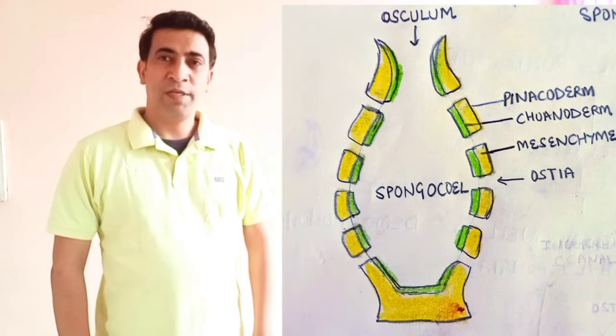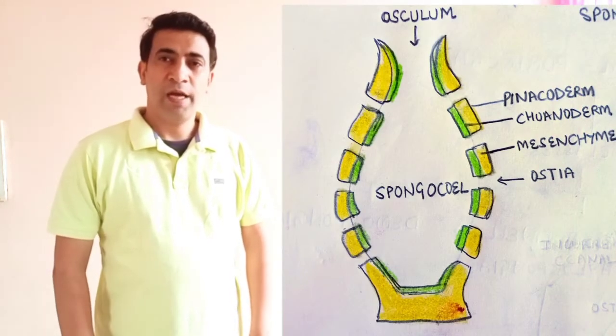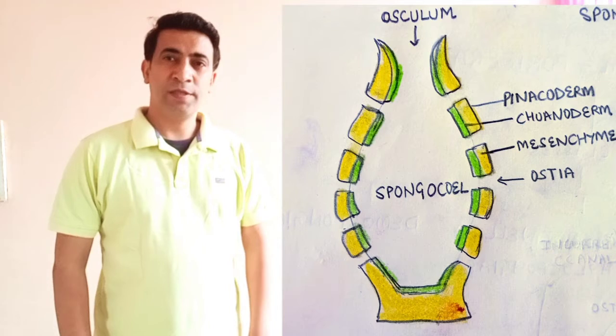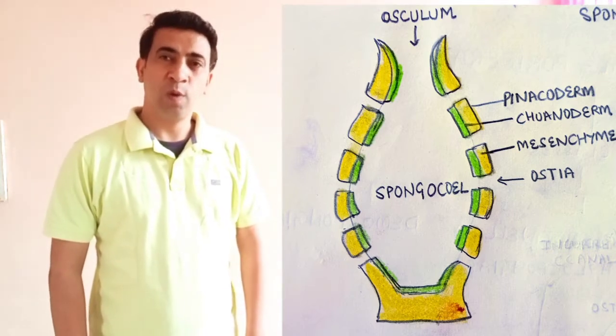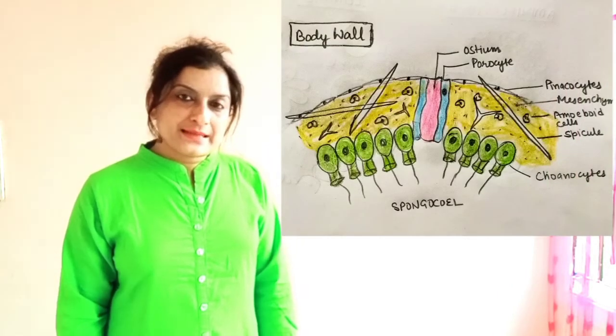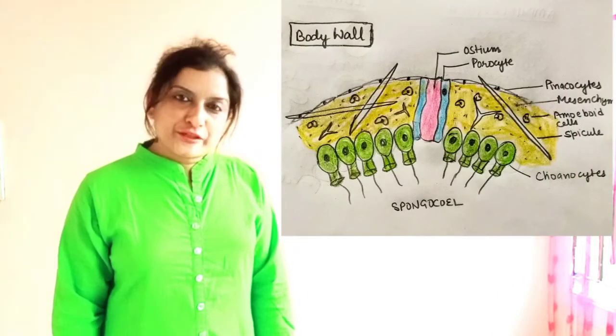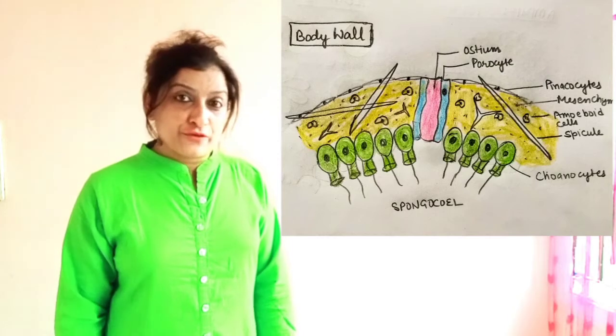Sponges have a body cavity which is called the spongocoel. And this cavity is lined by two layers. The outer one is called the pinacoderm and the inner one is called the choanoderm. Pinacoderm is made up of spindle-shaped cells called pinacocytes. They are fitted into each other like the tiles of a floor.